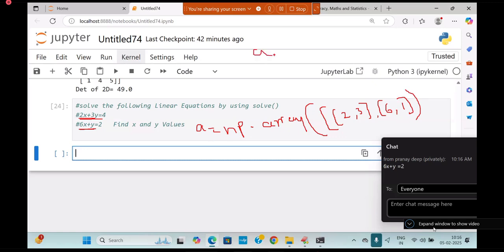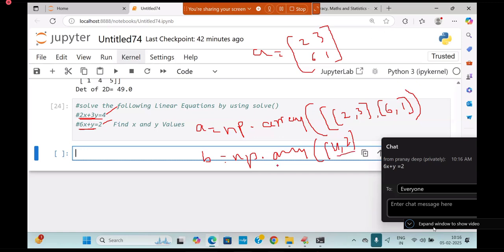Automatically A is going to be 2, 3, 6, 1. This is known as what? The linear equation matrix I am representing, in matrix format. Then there are constant values, 4 and 2. B is equal to what I will write? np dot array of 4 comma 2, which is nothing but the constant values here.